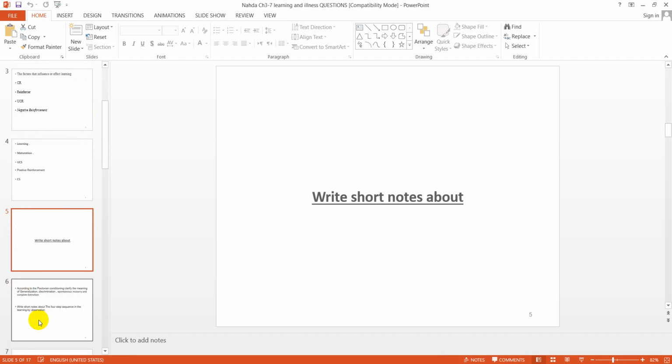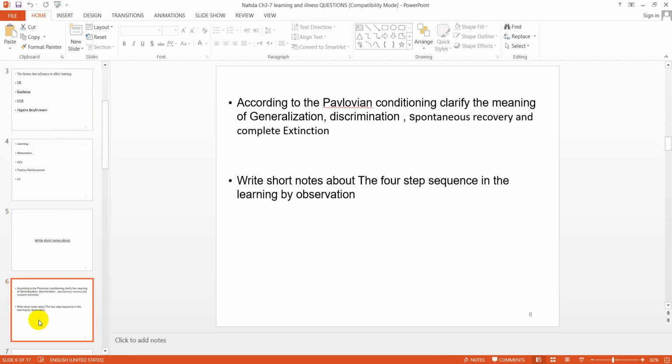Now the second question is write short notes about the following. Number one, according to the Pavlovian conditioning, clarify the meaning of generalization, discrimination, spontaneous recovery, and complete extinction. Number two, write short notes about the four-step sequence in the learning by observation.